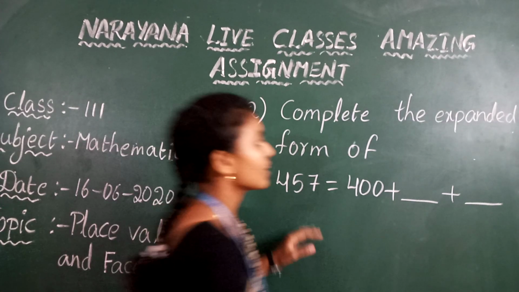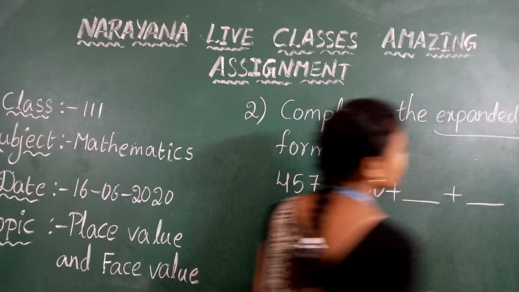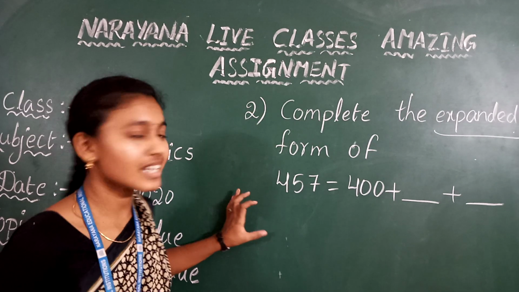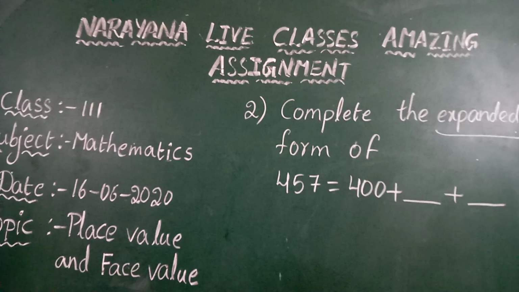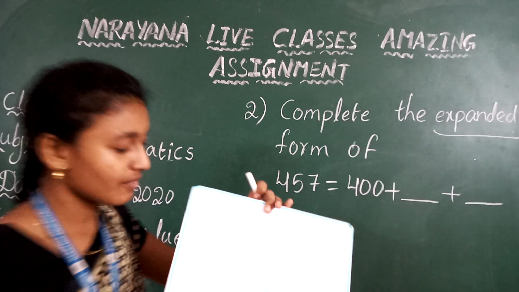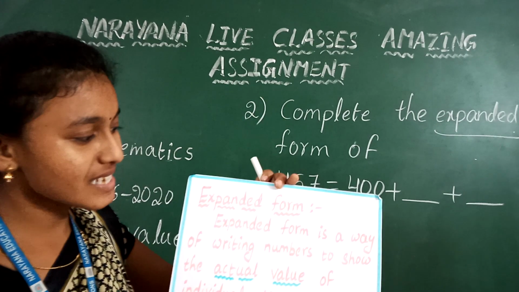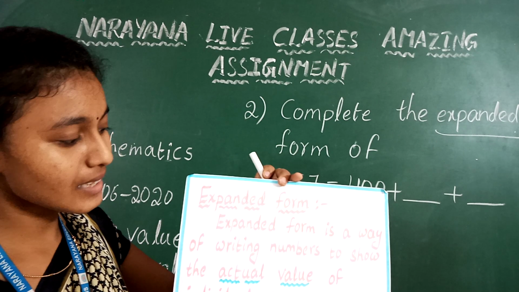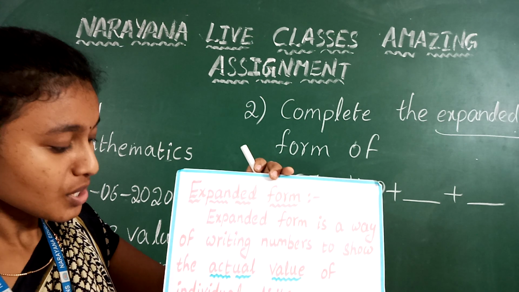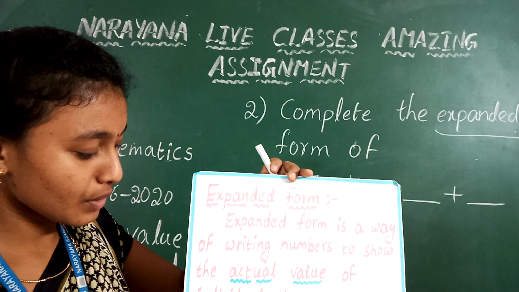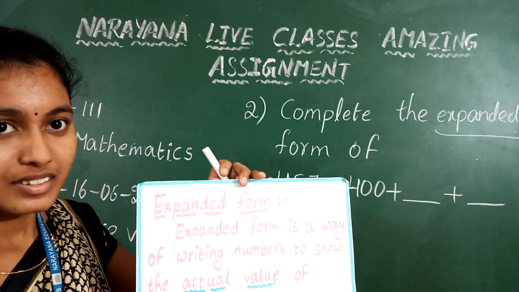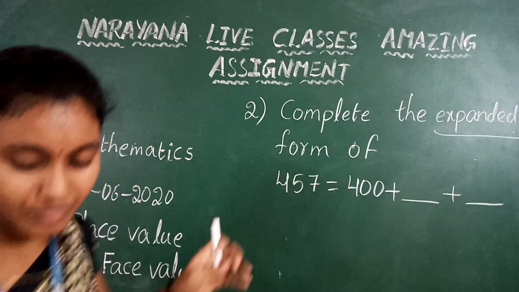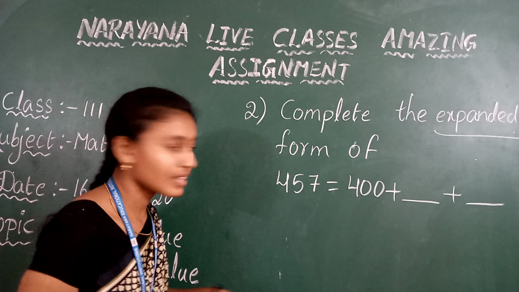So here, expanded form. Now tell me, what is an expanded form? Okay, I will tell you. Expanded form is a way of writing numbers to show the actual value of individual digits. So this is about expanded form. Okay, I will tell you an easy way.